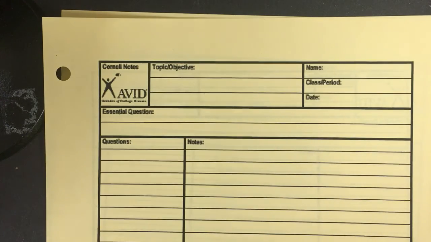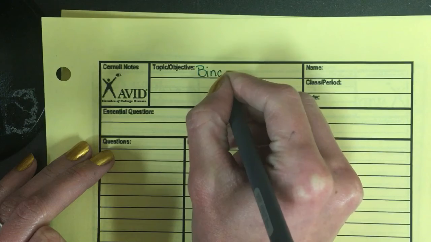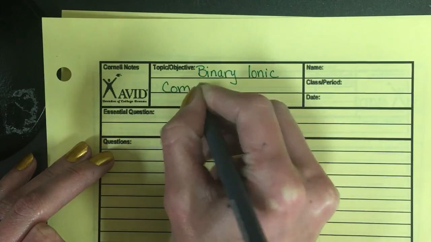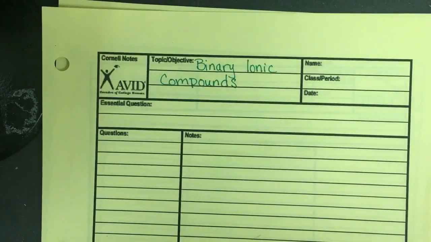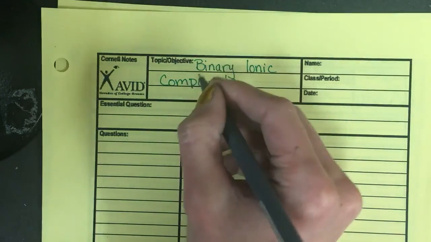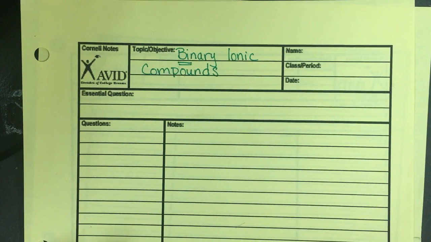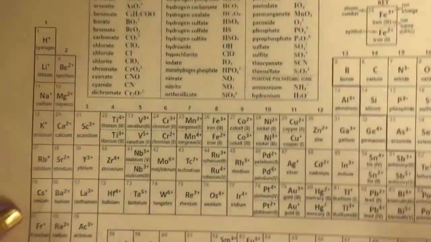Okay guys, so in this video what we're going to be talking about is binary ionic compounds. Now what a binary ionic compound is, it's an ionic compound that contains only two, that's what bi means, two different types of ions. So for this video, make sure that you've got your periodic table that we did SPDF on, because the back has all of our ions, okay?